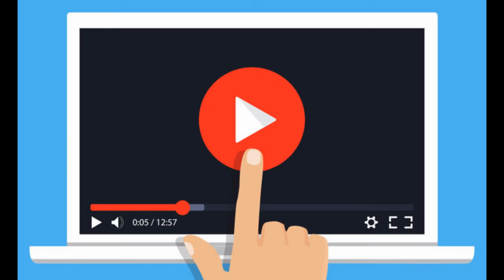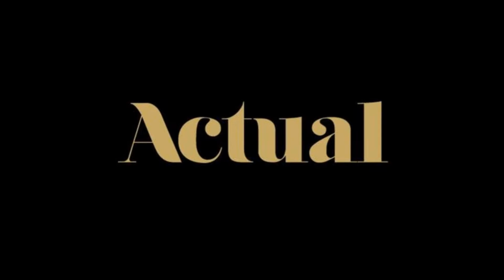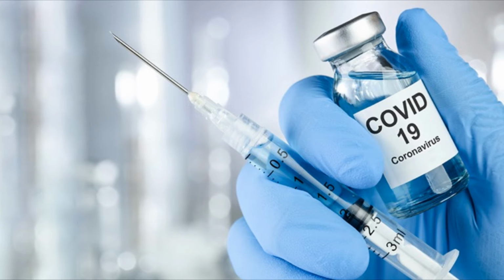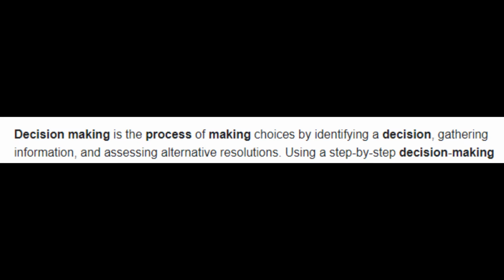Don't worry, this video will not only be an explanation, but it will also show you a clear and current example of this, which is the process of how Mexico got and will apply the vaccines for COVID-19. But first, what is decision making? Decision making is the process of making choices by identifying a decision, gathering information, and assessing alternative resolutions.